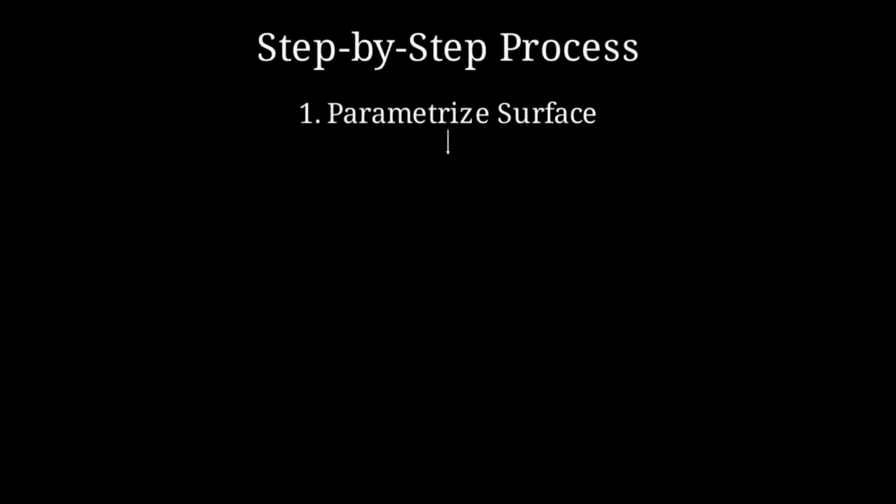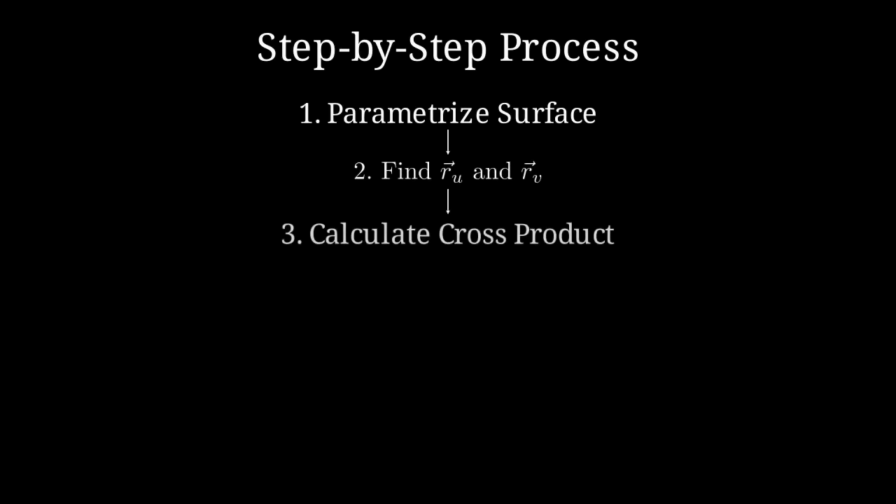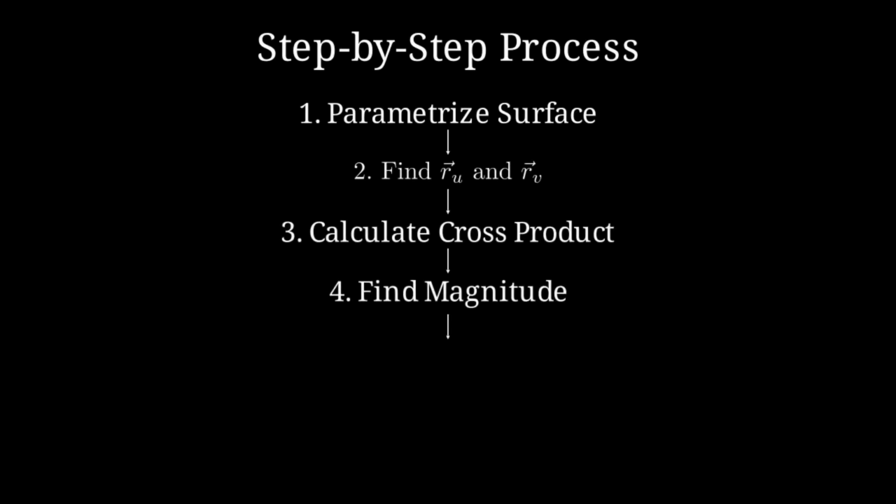To solve any problem, we follow 5 steps: define the vector function, find the partial derivatives, compute their cross product, find the magnitude of that result, and finally evaluate the double integral over the specified limits.